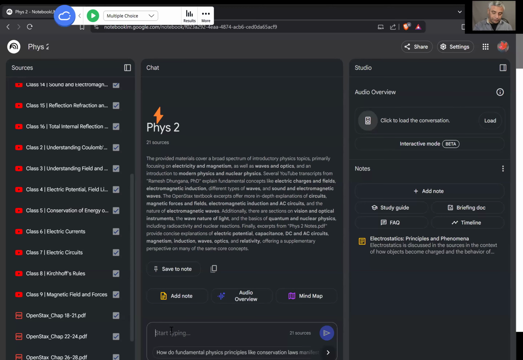So now let's ask a question. Let's see if it can help us to solve a problem related to defects in eyes, for example. How to find focal length and power of lens required to correct farsightedness, let's say. Oh, spelling is not correct.